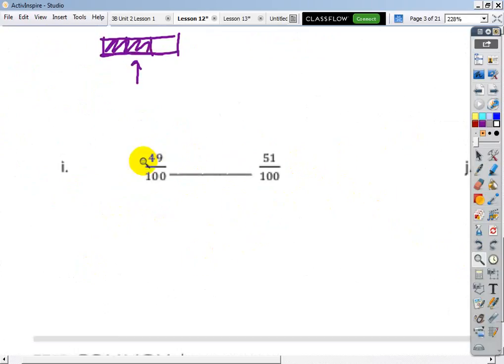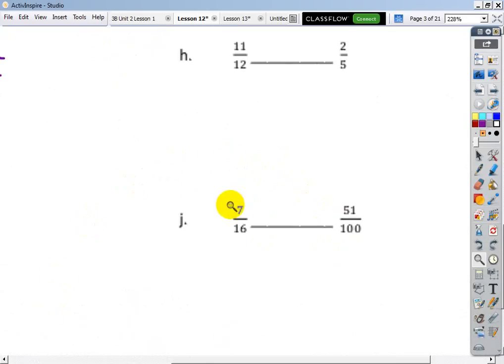Whoa. Not half. 49 out of 100. 50 out of 100 would be half. Ooh, 51 out of 100. Bigger than half. There's your rule of half. We know which one's bigger. Which is bigger here? 7 out of 16, half, or 51 out of 100, bigger than half? If one of these is bigger than halfway, is that halfway or is this halfway?